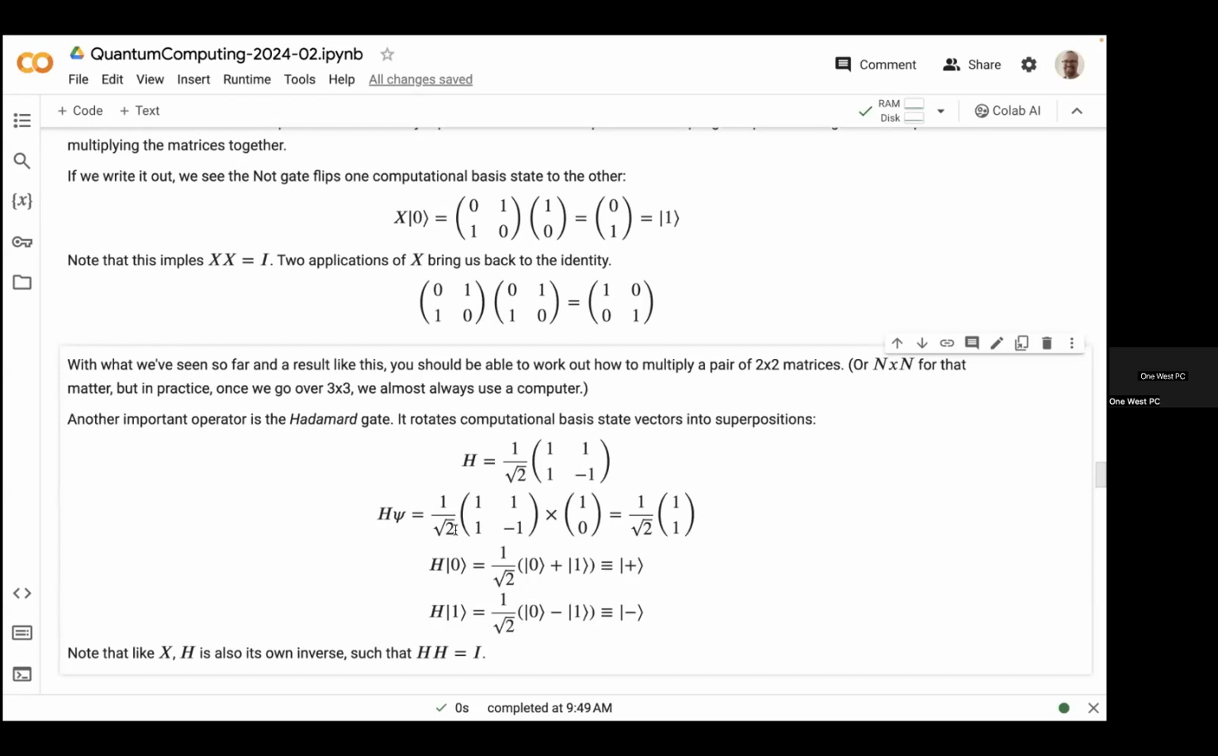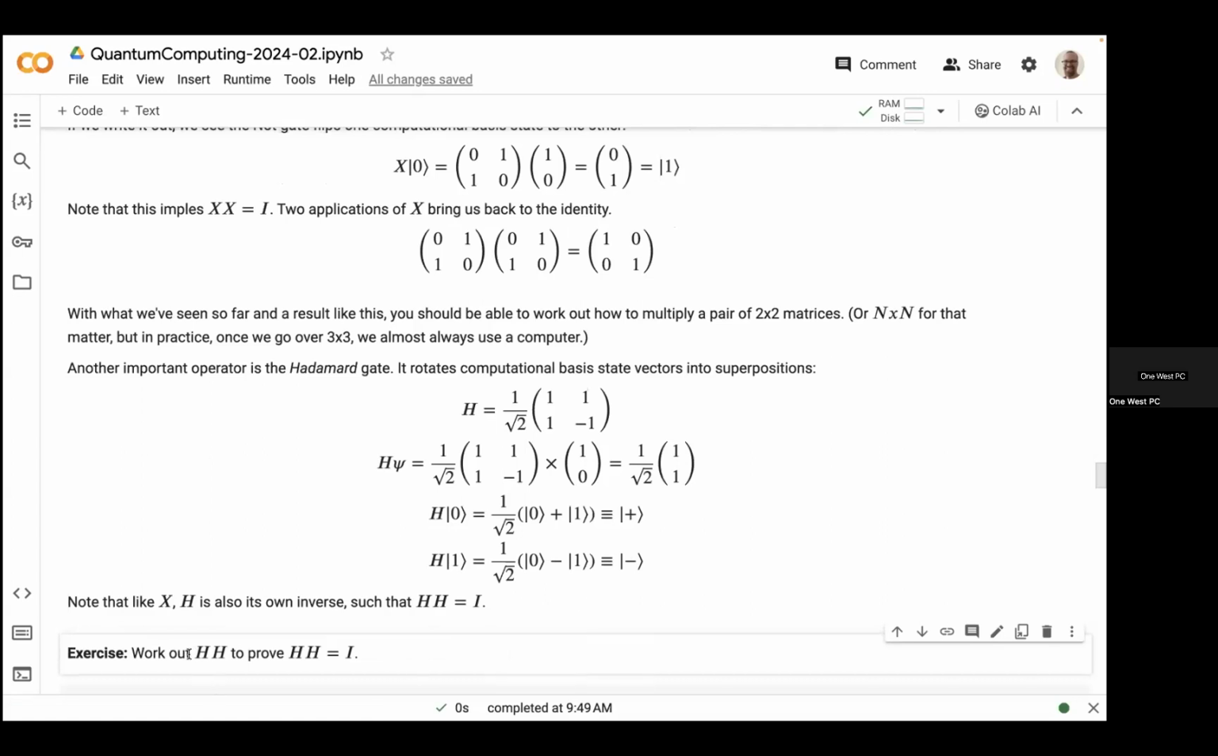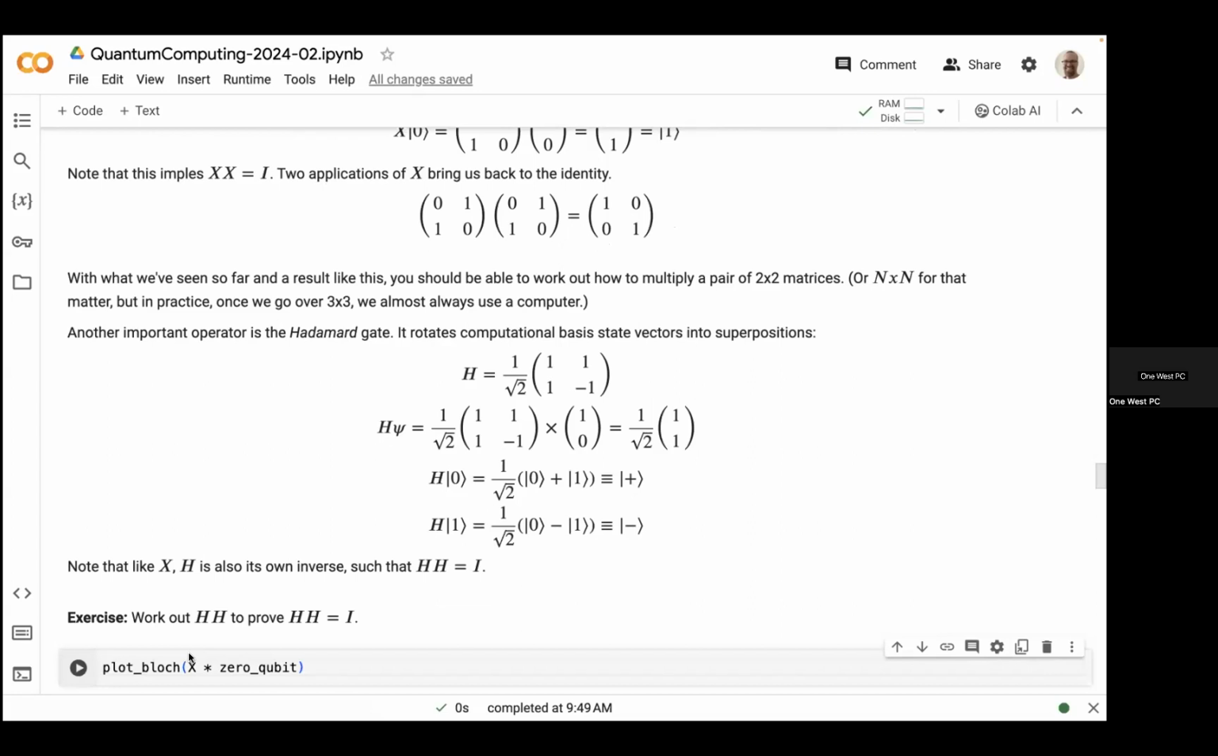Just like X, H is its own inverse. So you can go later and work out H times H, and you should find that it equals identity. At some point, work out H times H just to prove that it's I, and prove that you know how to do 2x2 matrix multiplication.